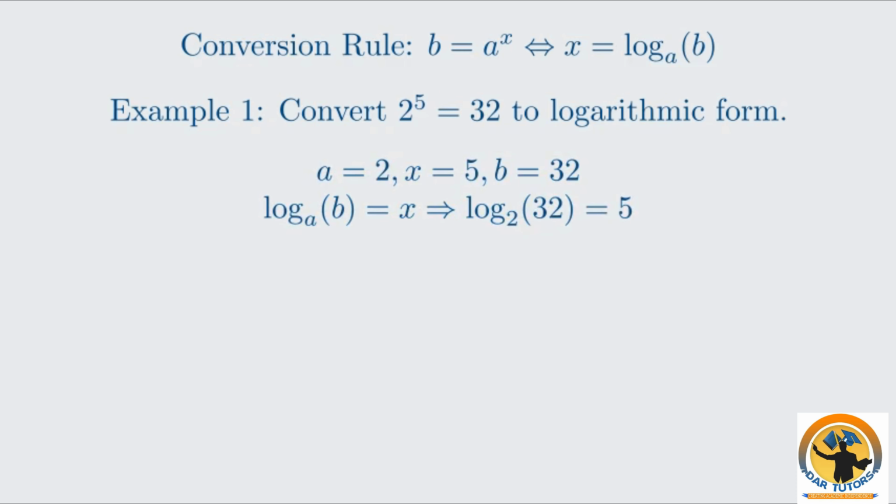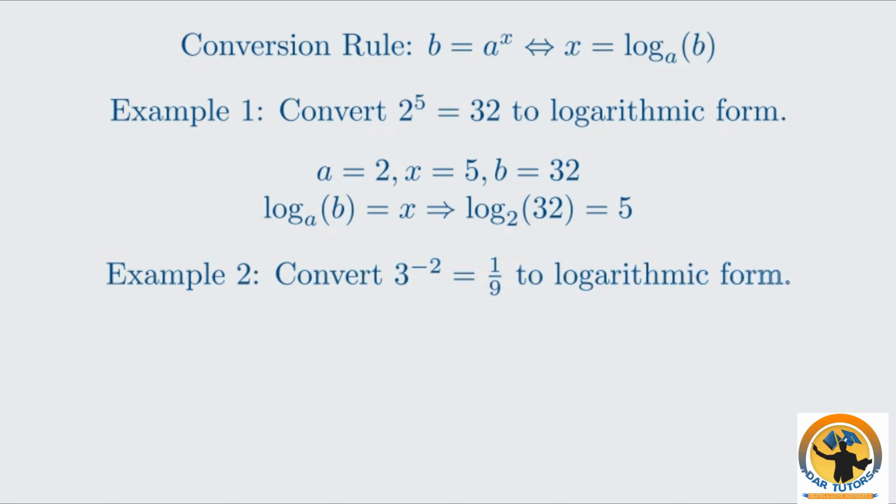Let's try another one, this time with a fraction. Convert 3 to the power of negative 2 equals 1 over 9 to logarithmic form. In this case, the base, a, is 3, the exponent, x, is negative 2, and the result, b, is 1 over 9. Converting to logarithmic form gives us negative 2 equals log base 3 of 1 over 9. This is correct, as 3 to the power of negative 2 is 1 over 3 squared, which is 1 over 9.